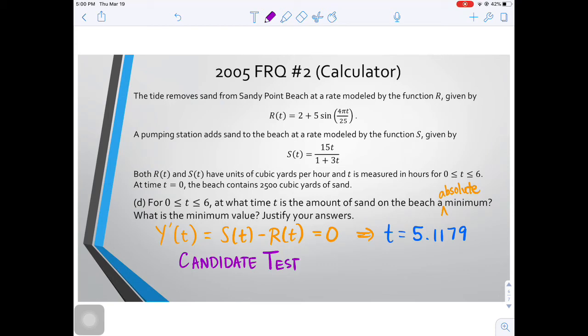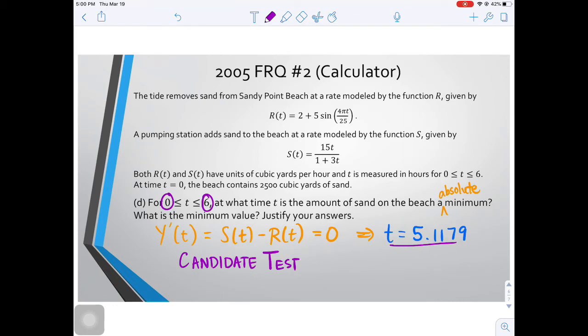And a candidate test, we actually were doing candidate tests in the first semester, even if I didn't always call them that. A candidate test is just taking all the potential maximum values and testing them. So our candidates would be the critical values, in this case, that number right there, and our two endpoints. Our two endpoints are 0 and 6. So those are the three candidates that we have to check. Our absolute minimum amount of sand on the beach is either going to be at the start, at the end, or at this critical value in the middle.